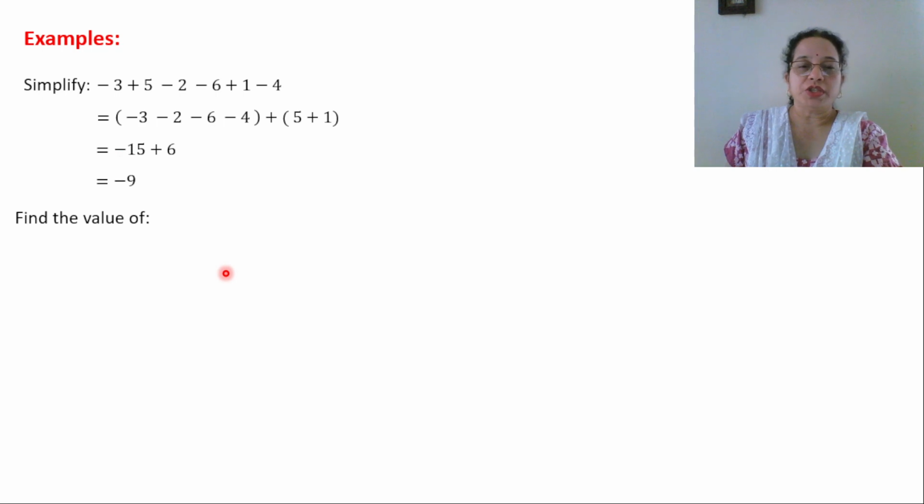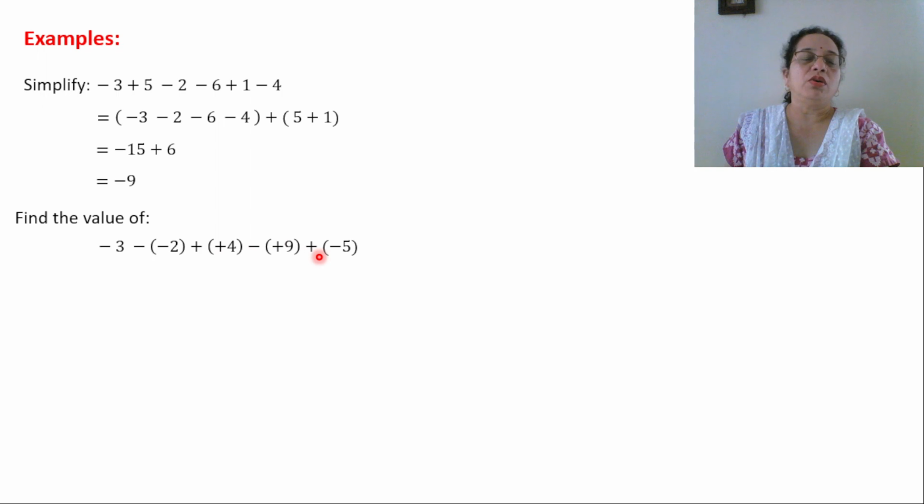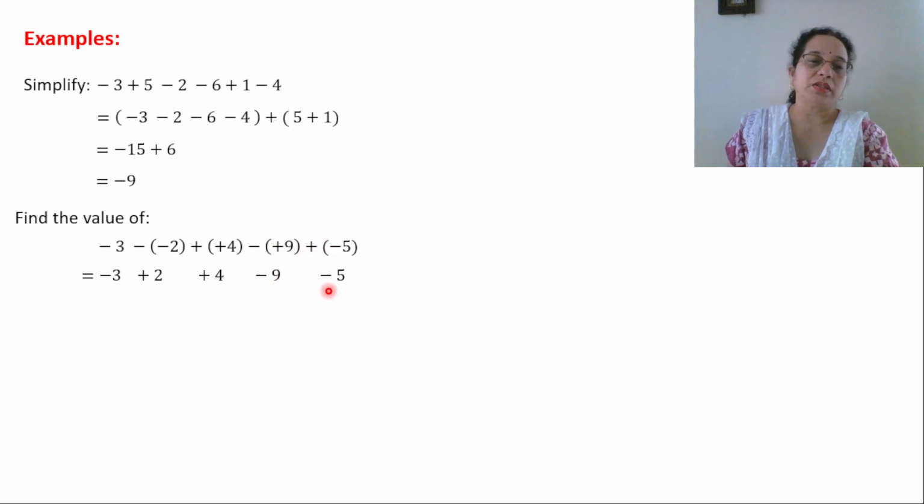Find the value of, the question may be asked in different ways: add the integers, simplify, find the value of. If more than one sign is there, we always write down all the positive numbers in one bracket and all the negative numbers in another bracket. Before that, we first solve the signs. Negative of a negative will become positive 2, positive of a positive is positive 4, and if any one sign is negative, we will write down the minus sign.